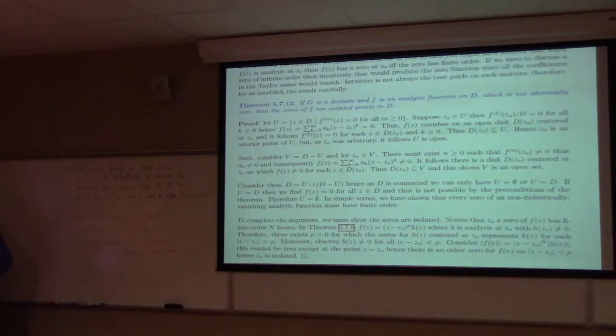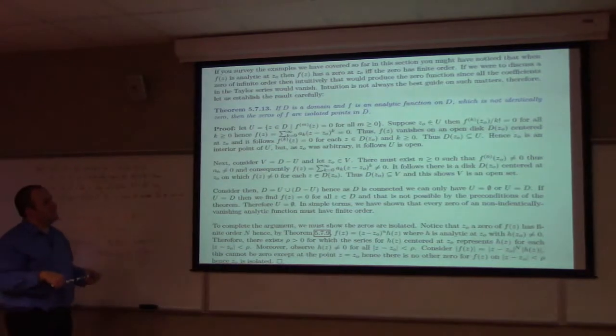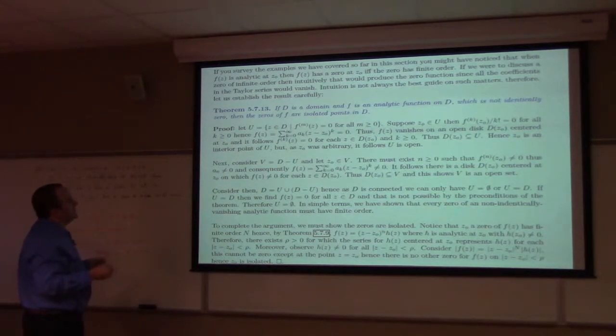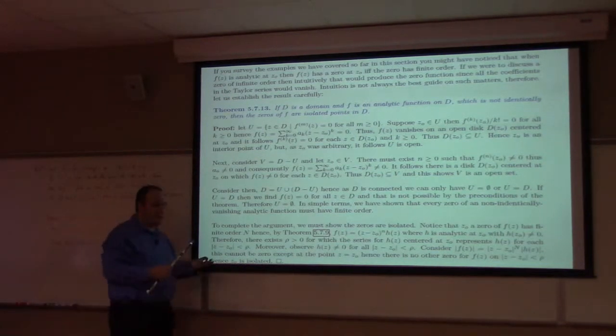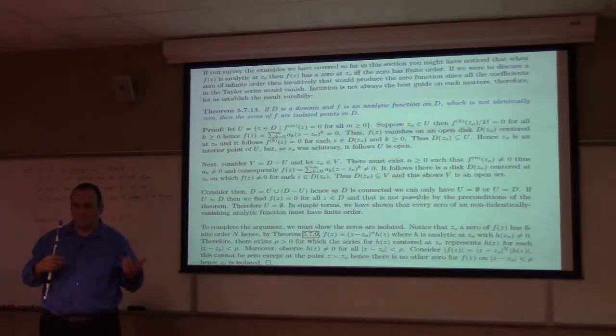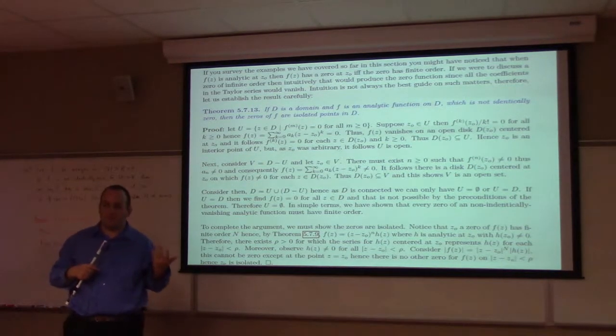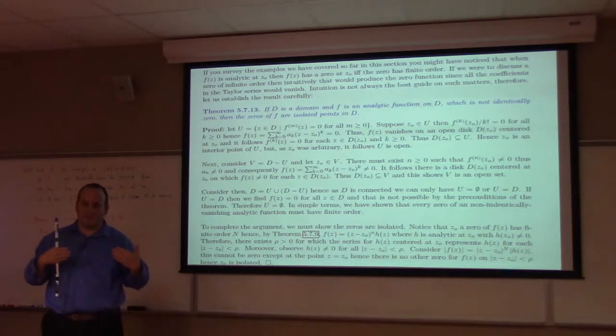Now, this paragraph is kind of important. If you look at the examples that we've covered so far in this section, you might notice that if f of z is analytic at z naught, then if it has a zero at z naught, then it has to be finite order. Well, it seems like there are two cases. Either it has finite order or it's identically zero. I mean, that's a possibility. The function could just be identically zero near z naught and have a zero at z naught. But we rule that out in the definition of a zero of order n, right?